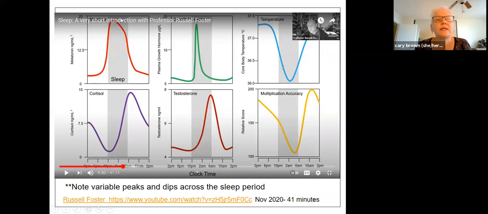So melatonin, we see peaks at a certain period of time. But then things like our temperature drop over time. Our acuity, right? So multiplication accuracy drops over the course of the night, then it peaks in the morning. But these are all things that are involved with cortisol, testosterone. They're all involved with sleep.